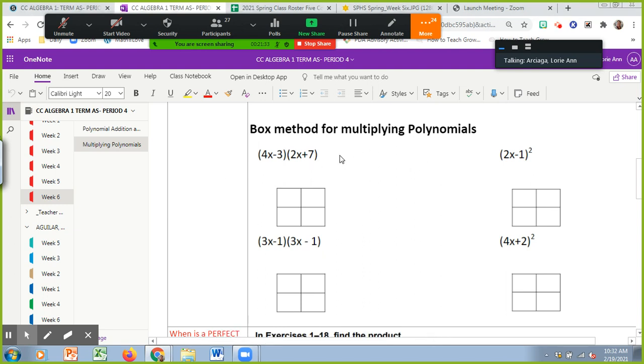Okay, so we call this one the box method for multiplying polynomials. Why? Because as you can see, we are going to use the polynomials as the length and the width of the boxes. So if I have a binomial, remember what a binomial is? It has 4x minus 3. So we're going to use that to separate them right here. 4x, negative 3. And then do the same thing to 2x plus 7. So 2x plus 7. You don't have to put the plus all the time.